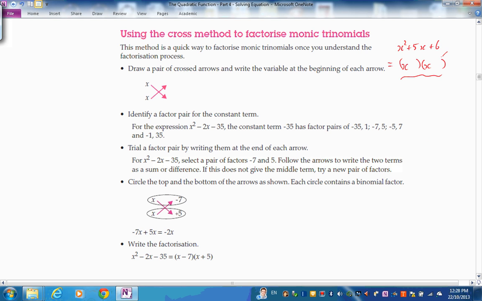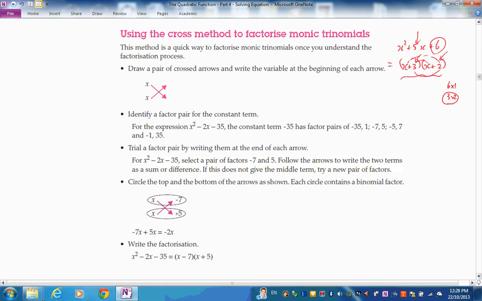But how do you work out the numbers in here? They must multiply to give 6. So I wrote down 6 and 1, and 3 and 2. But I spotted that 3 and 2 came to 5. So if I put plus 3 in there and plus 2 in here, that would have given me 6, and also the other products, 2x and 3x, give me 5x. So I've got to do a bit of backwards thinking. I've got to know FOIL very, very well, and then I can do it backwards.